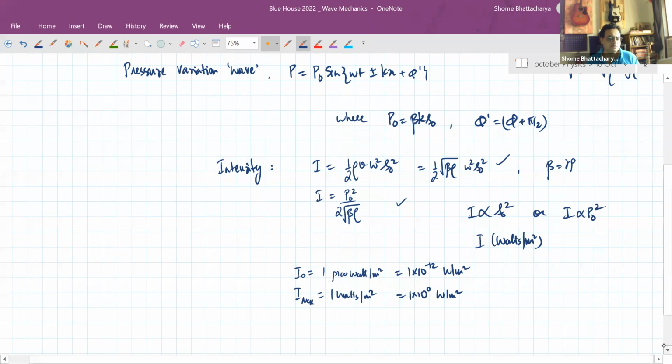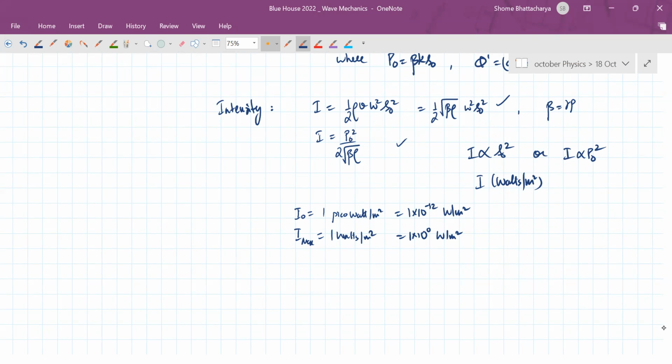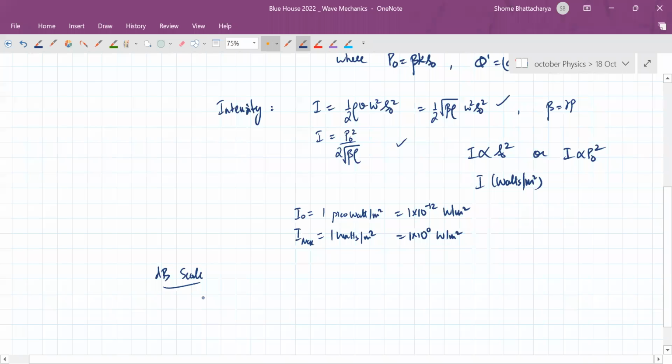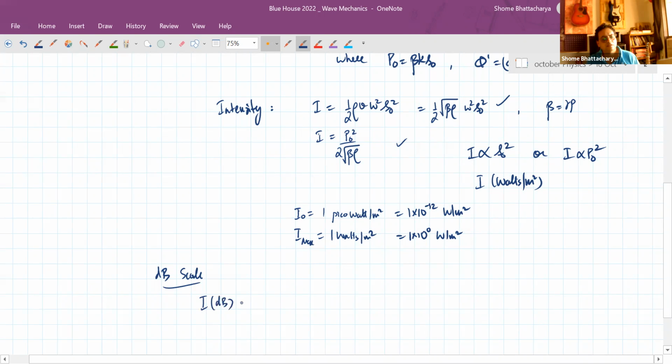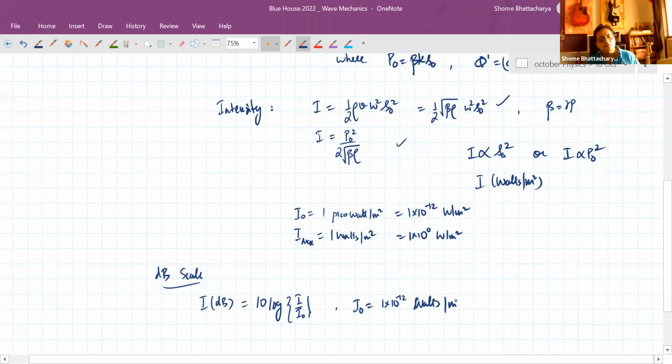Hence, there is the logarithmic scale, or the decibel scale, which expresses it as 10 times a logarithm. 10 times a logarithm means that every time we double the intensity in watts per meter square, on the decibel scale it increases by 3 dB. So the decibel scale is the next thing. It is a way of expressing the intensity as a logarithmic relationship with respect to a reference intensity. And that reference intensity is chosen as the threshold of hearing. So I naught is 1 × 10⁻¹² watts per meter square, and that is the threshold of hearing.